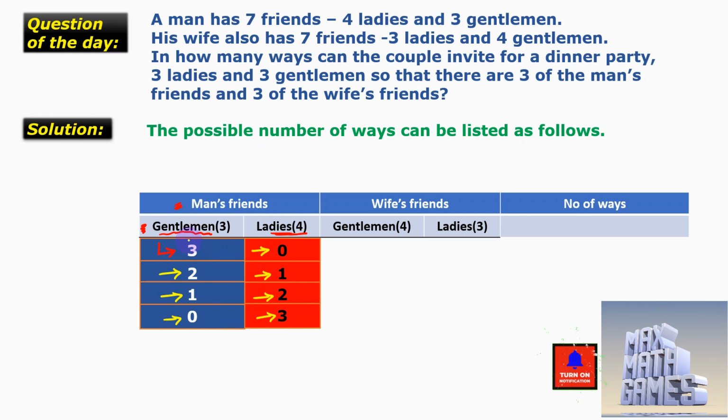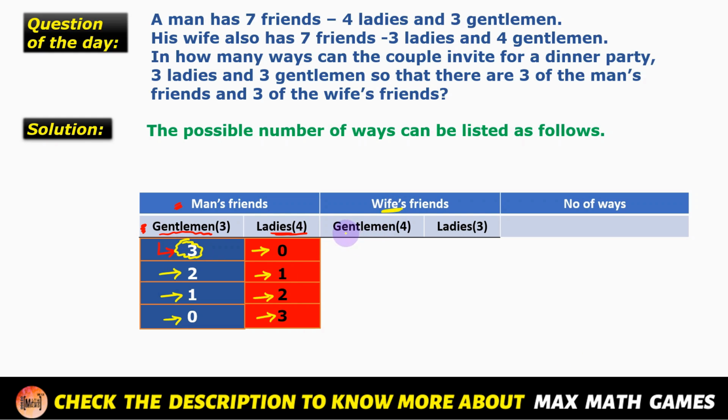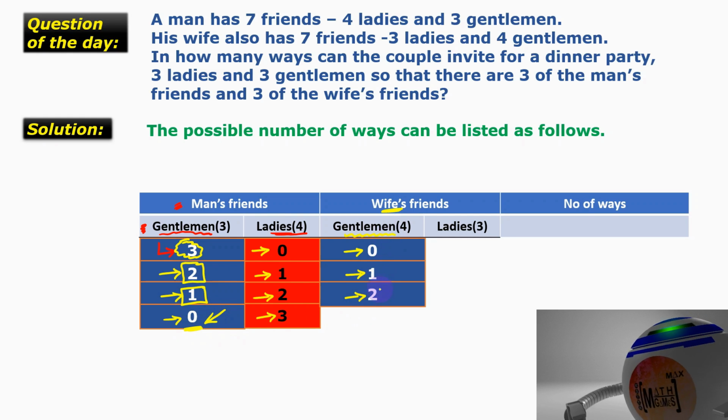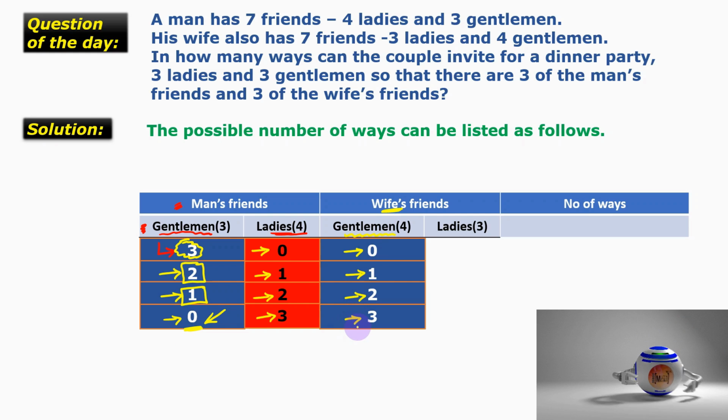Now, because there are 3 gentlemen already invited to the party, the wife cannot invite any of her male friends, and hence this quantity will be 0. Next, because only 2 gentlemen have been invited so far, the quantity here will be 1. Only 1 has been invited so far, so the quantity here will be 2, and none of the gentlemen have been invited over here, so the wife has to invite 3 gentlemen to the party.